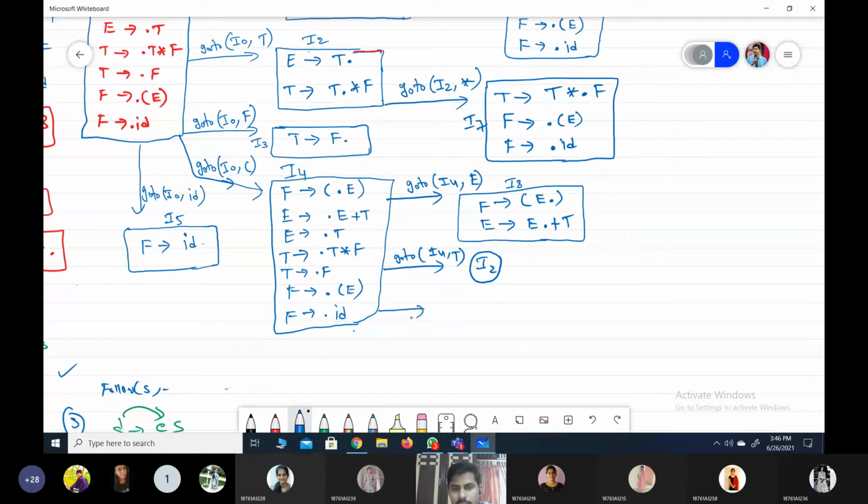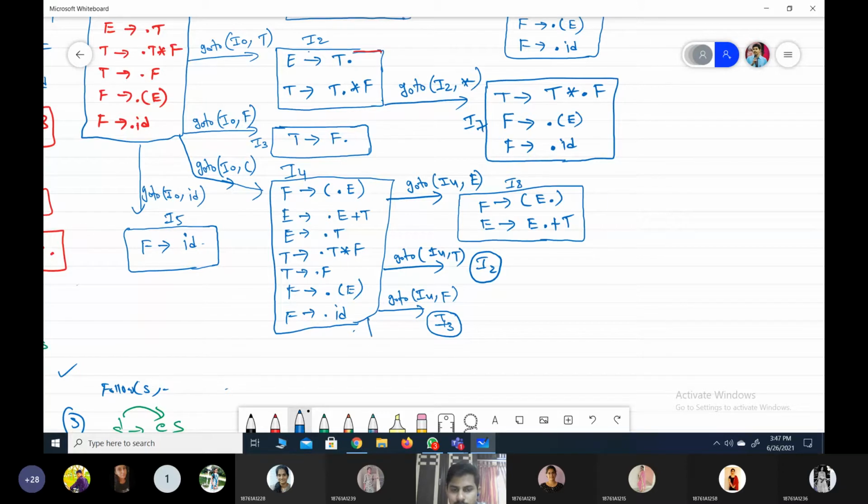Then on I4, what is the next possibility? Goto of I4 on F, you have to cross-check. If F is applied, what is the possibility that we are getting? T tends to F dot. T tends to F dot is available in which state? I3 state. Okay, so write down that state number only. No need to write down the production once again. If it occurs repetitively, then you have to do that.